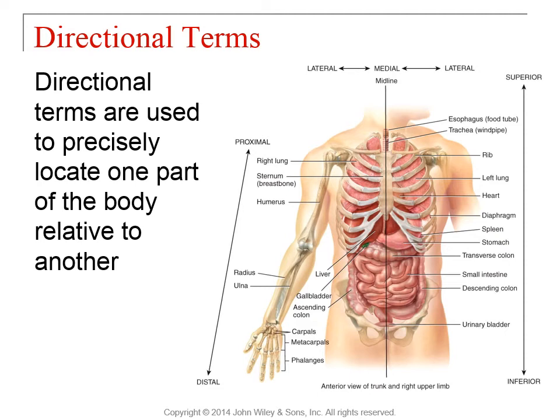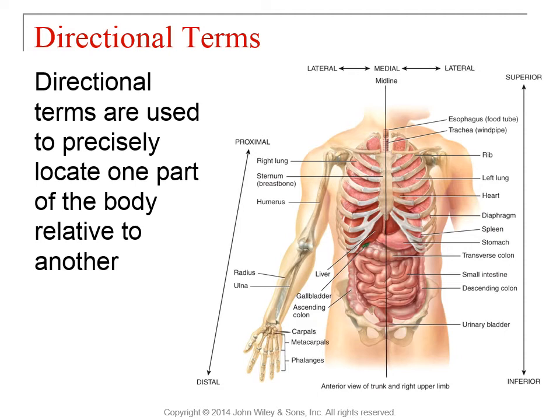So again, the wrist being further away from the trunk would be distal to the elbow, and the shoulder would be proximal to the elbow for the upper extremity. And we can extrapolate that with the lower extremity as well. Very simply, look at the hip. The hip will be proximal to the knee, but the ankle will be distal to the knee.